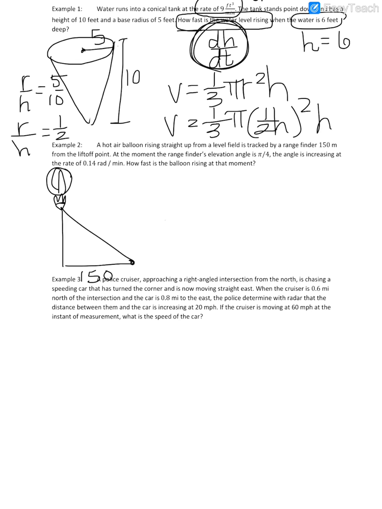So notice here, we already labeled the 150. It says, at the moment the rangefinder's elevation angle is pi over 4. Okay, so they're telling us the moment that they want us to evaluate this. The theta, they want us to evaluate it at pi over 4. Then it says the angle is increasing at the rate of 0.14 radians per minute. That is the rate at which theta is changing. So it is our d theta dt.